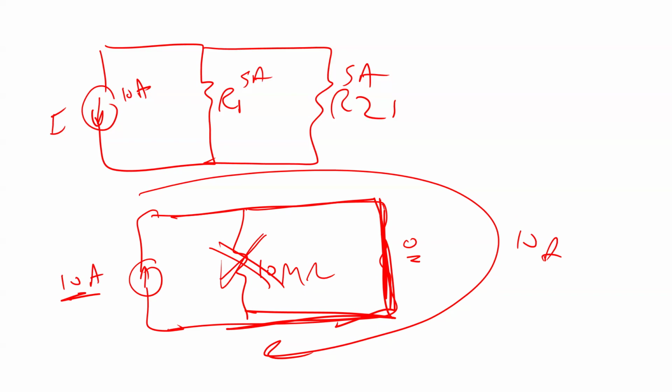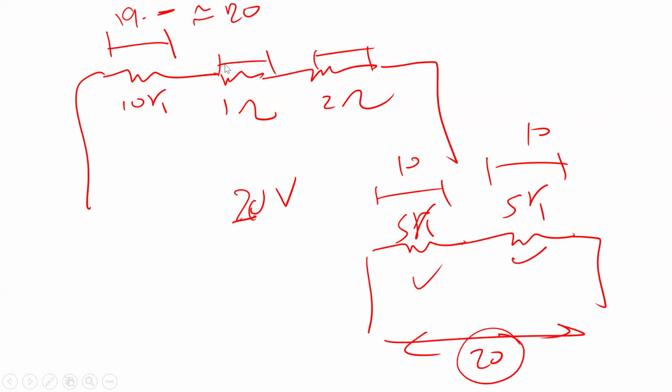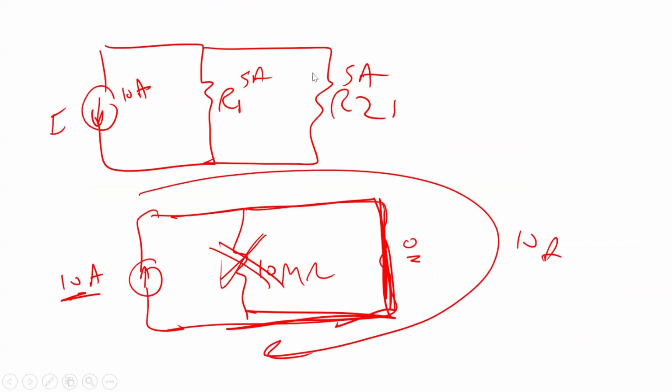So again, here is different from what I explained in the case of series resistance. In series, the higher the resistance, the more voltage it takes out of the total voltage. Here, the smaller the resistance, the more current it takes from the total current. Okay, any questions?